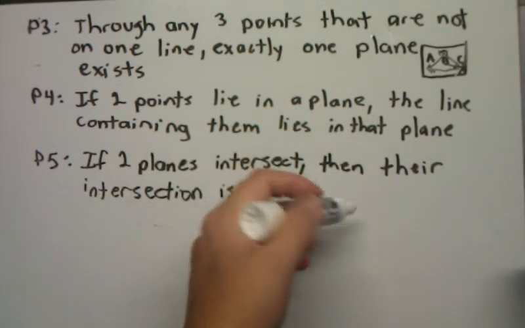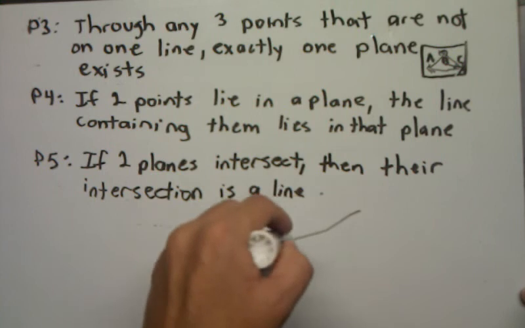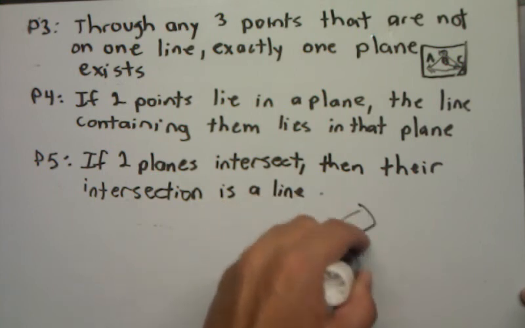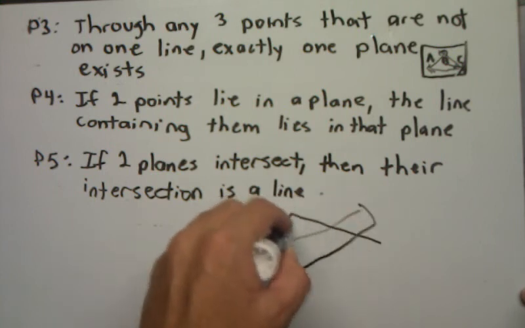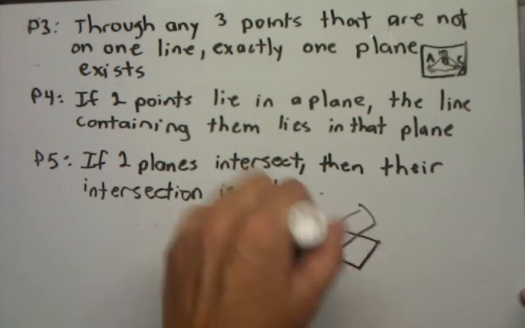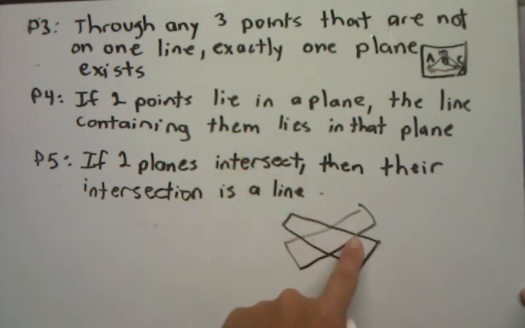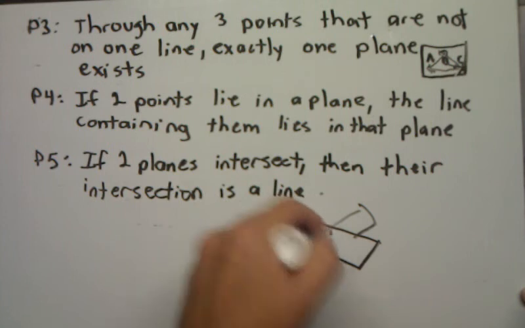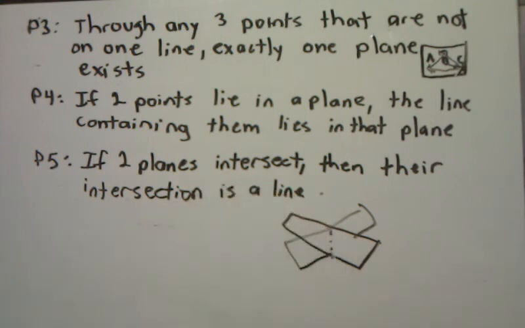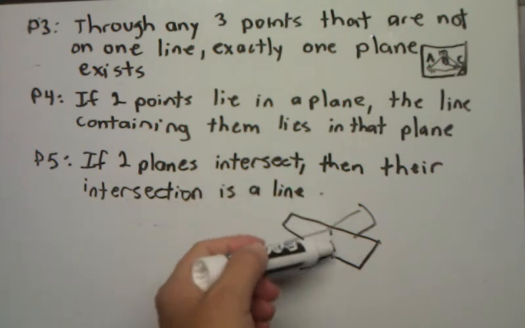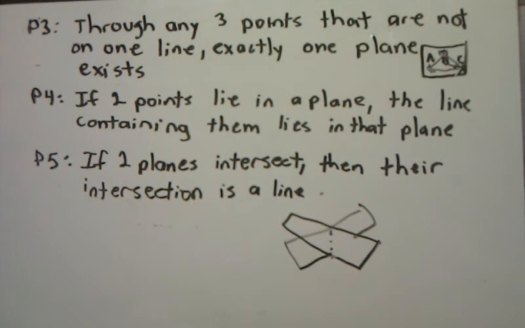If your teacher's ever told you that, let's say I have a plane, this is a plane, and I have another plane, this is a plane. Okay, this is where they intersect. That's a line. So they don't intersect at a point, they intersect at a line. Okay? Alright.